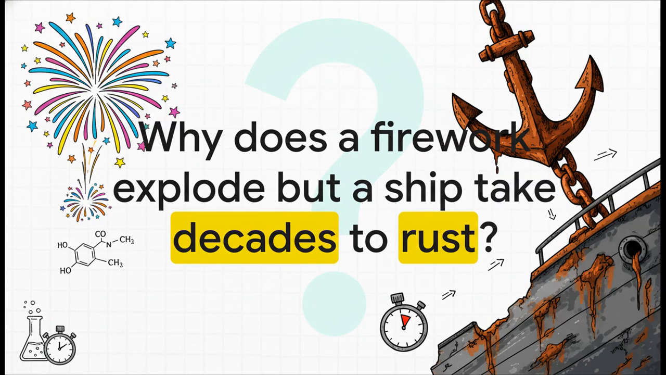How can a firework just explode in a split second, but something like an iron ship can take decades to rust? I mean, they're both chemical reactions, right? The secret? The big difference is all about their speed. And that's exactly what chemical kinetics is here to help us understand and measure.